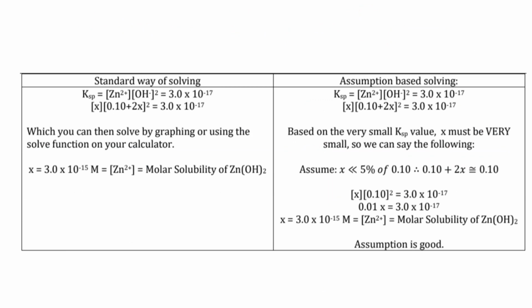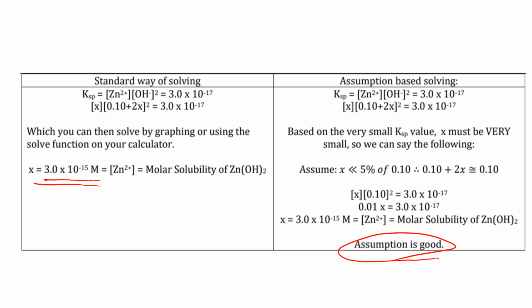So you can solve it by using your calculator, or you can actually assume as well. And luckily, because of the small Ksp, the assumption is good. You see that when you solve it with your graphing calculator with the solver function, you end up with 3.0 times 10 to the negative 15 molar. And that is the molar solubility because that's what x is equal to.